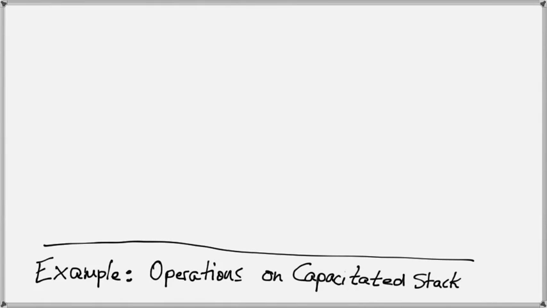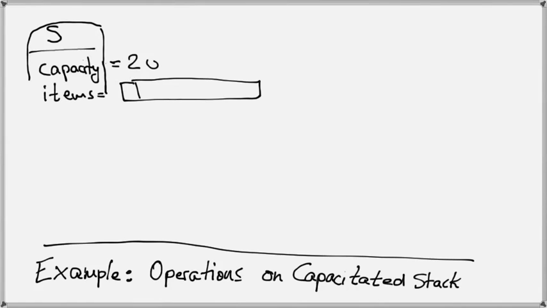This is an in-class example of operations on a capacitated stack. A capacitated stack is an object with the following variables. We have a capacity, which tells us how many elements we can store on it, for example 20. We have the items as an array of size of the capacity, so an array of size 20 in this case, and a variable count, which tells us how many elements we have in the stack. Initially that is 0.